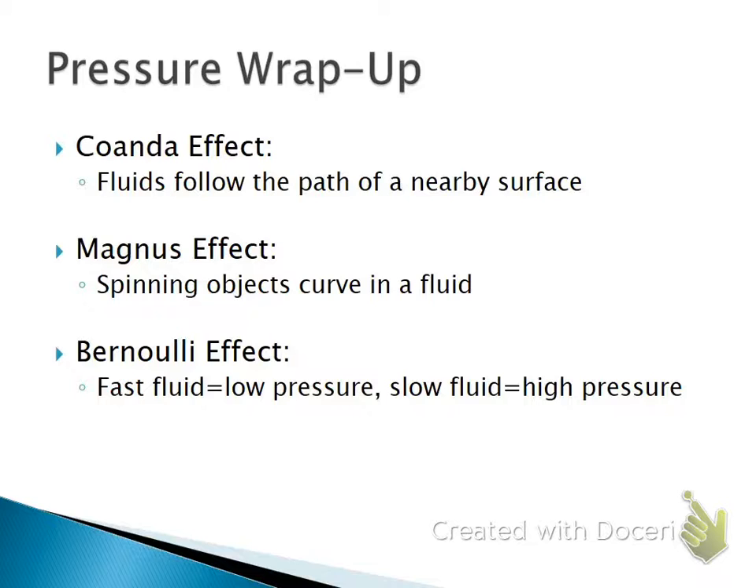The effects that you'll need to know and we'll explore in class will be the Coanda effect, that fluids follow the path of a nearby surface. It's actually a really interesting mechanism as to why that happens. I love talking about it. So we'll definitely talk about it. The Magnus effect means spinning objects will curve in a fluid, and the Bernoulli effect: fast fluid gives you low pressure, slow fluid gives you higher pressure. All right, so we'll explore this and more next time I see you.